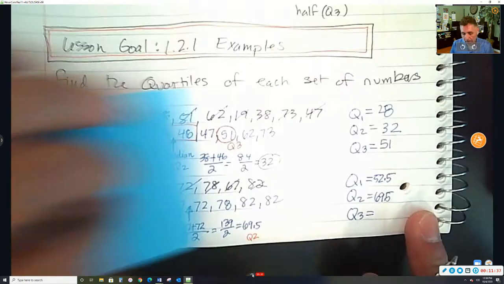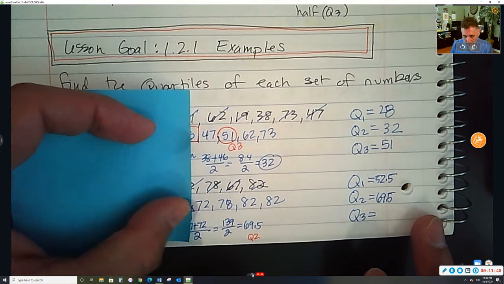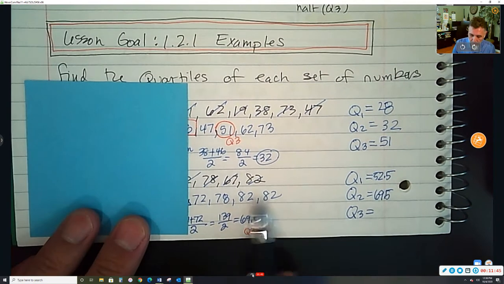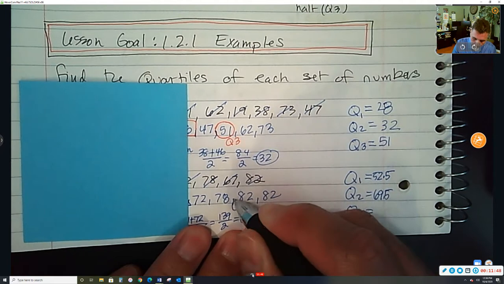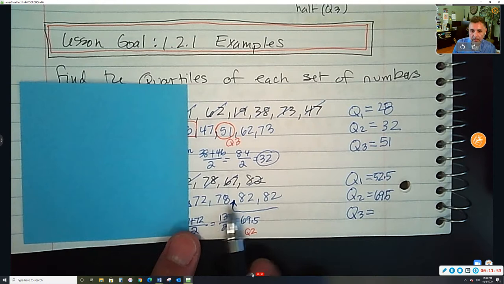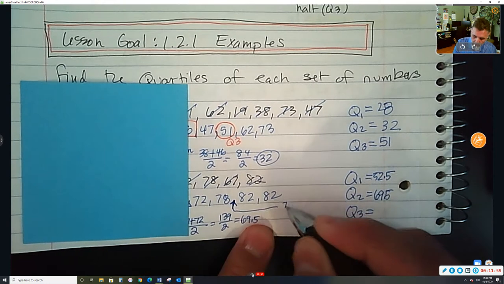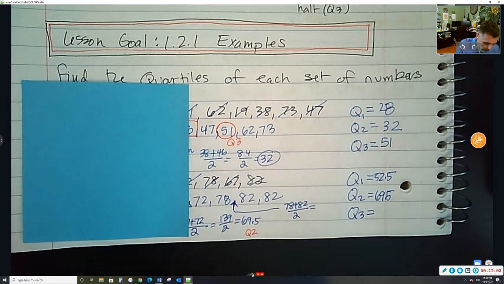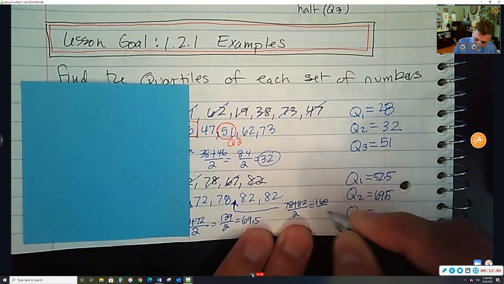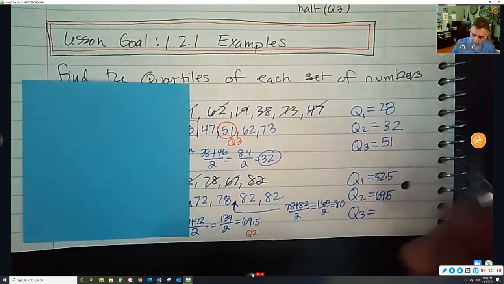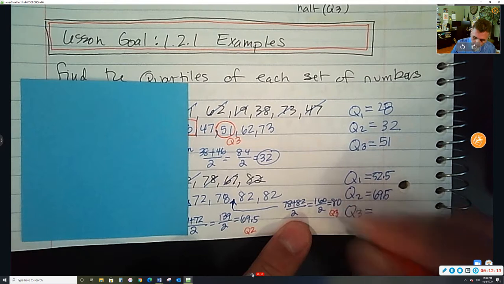And now I want to look at the upper half of the list. So again, there's only 4 numbers, 1, 2, 3, 4. So the middle would be in here. It's in between 78 and 82. I'm going to take those two numbers and add them and divide by 2. 78 plus 82 is 160. 160 divided by 2 is 80. And that's the upper quartile, or the quartile 3.